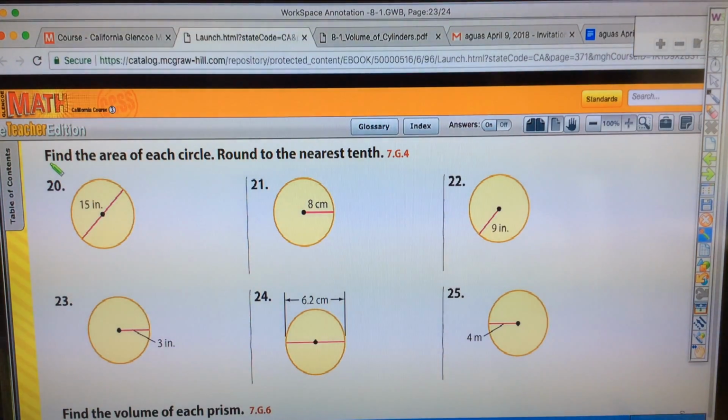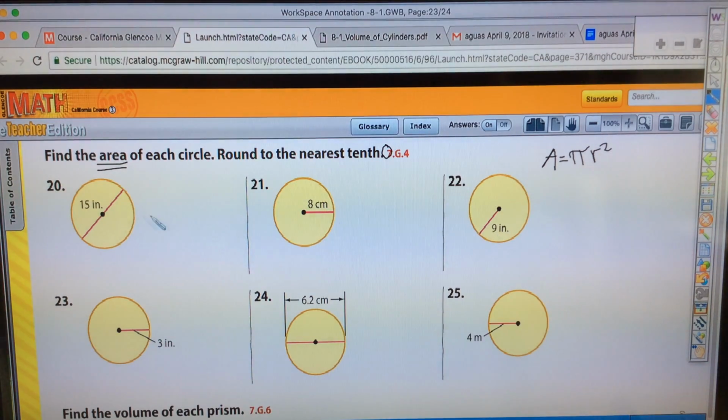So if you take a look at the spiral review here, you're back to area. So don't be confused. I know your brain has been used to calculating volume for a while. This is back to area. This is actually a 7th grade standard here. So remember from the very beginning of all this, we figured out that area is equal to pi r squared. The only difference between area and volume of a cylinder is you're missing the height. There's no height here. This is just a 2-dimensional circle.